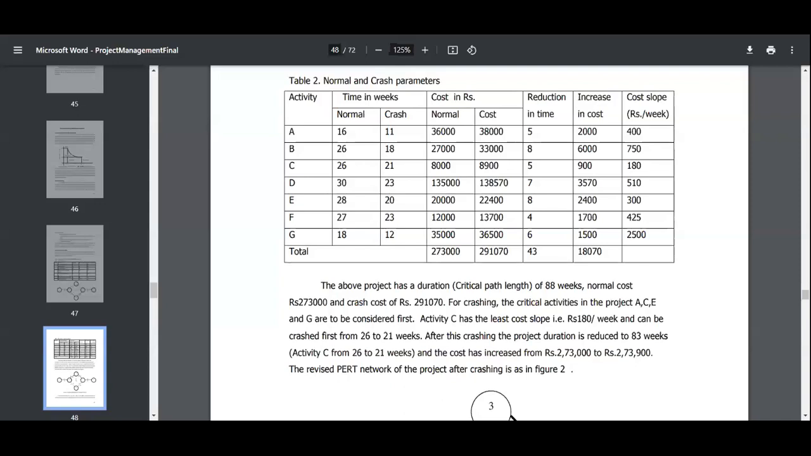So are to be considered for because they completed all their time with cost, whatever the cost they have decided, and superb time they have used and completed. So activities they have at least the cost so means 180 per week or per day, and then the crash cost that 20 days. So after this crashing project, we will 83 weeks. 83 weeks. So activity C from 26 to 21 weeks.